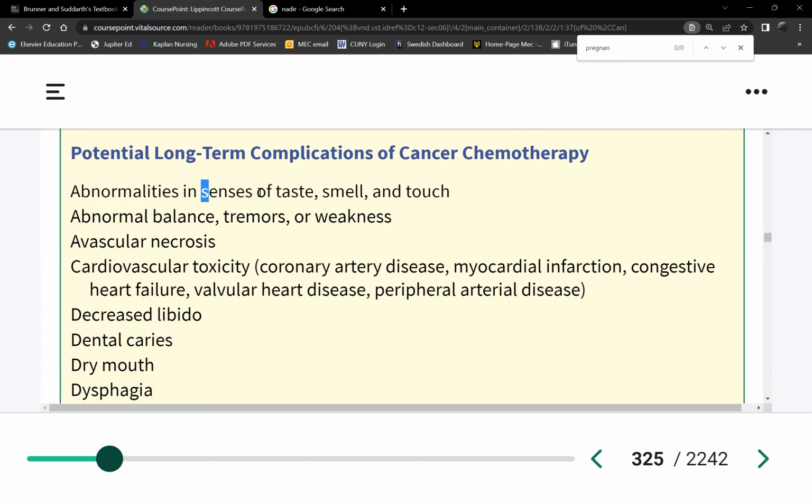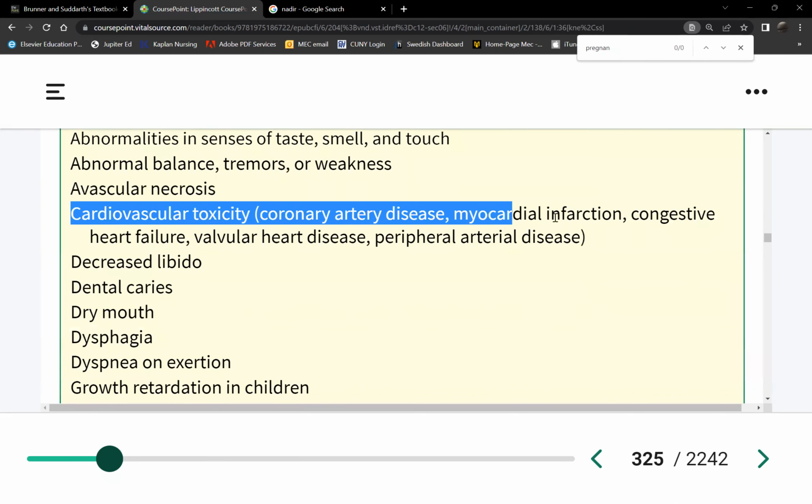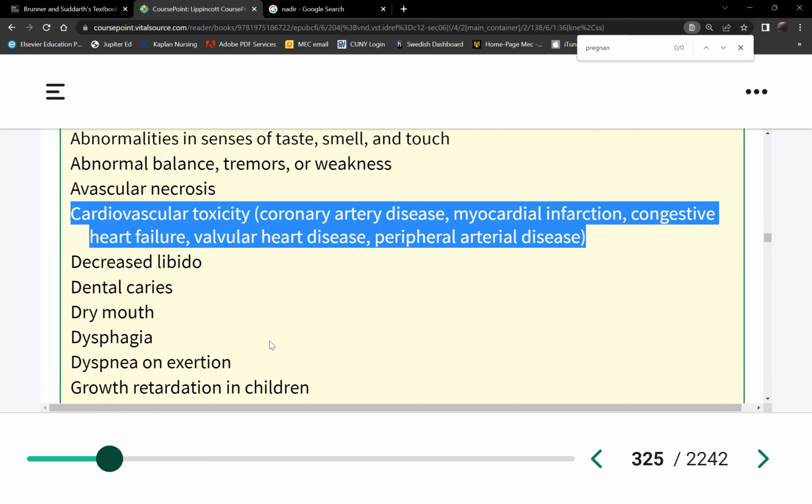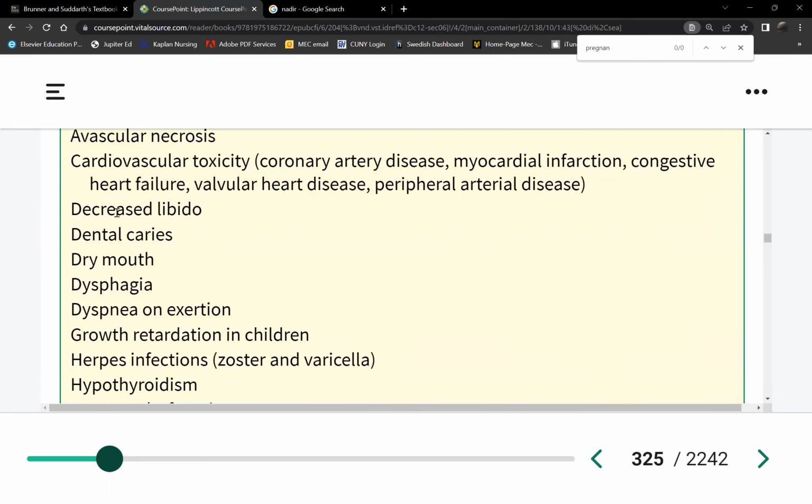The loss of taste, smell, and touch is from neuropathy, so nerve damage. The abnormal balance, tremors, or weakness could also be nerve damage. Avascular necrosis, so let's say you have extensive chemo and then it damaged your blood vessels. If you develop any of these, then that will have long-term complications, including heart failure. And this would be the worst, right? And then dental caries. This would be from a combination. Let's say you also had radiation to the head and neck, so that will affect the bones of the jaw.